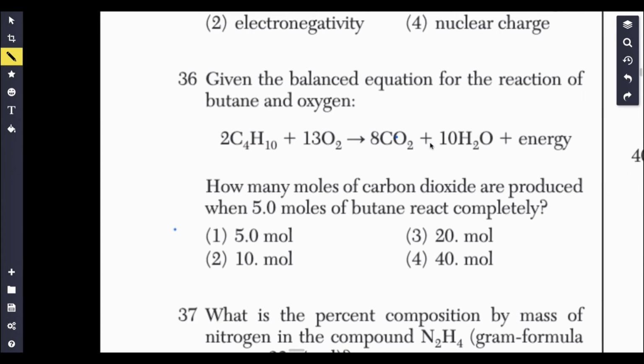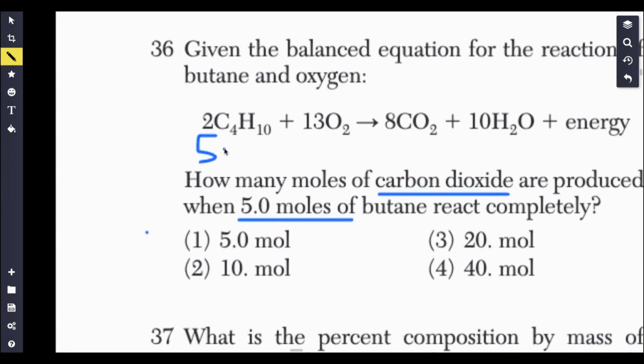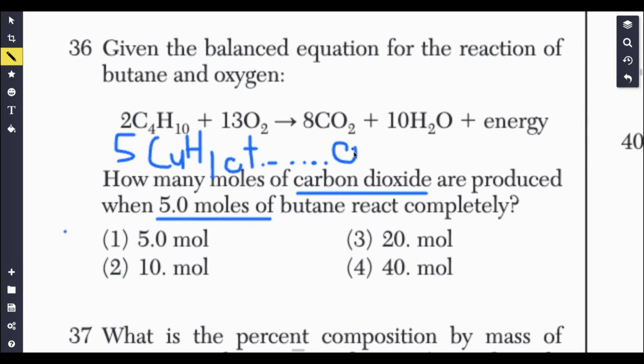The balanced equation for a reaction of butane. Well, this is basically saying that if we have 5 moles of butane and this reacts with oxygen, let's just say we have enough oxygen for this reaction to go to completion, how many moles of CO2 are going to be produced?